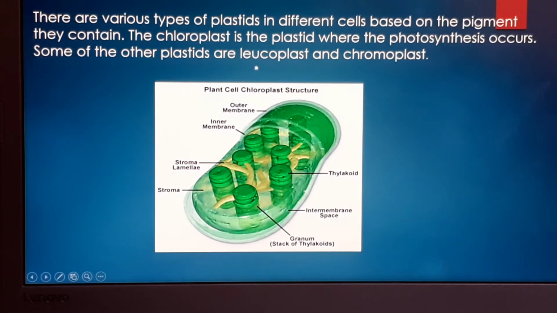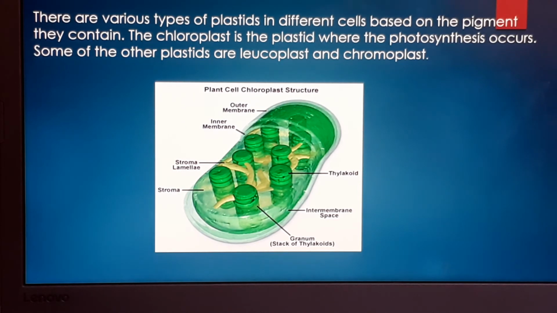Plastids are of two types: one is chromoplast, the second one is leucoplast. Chromoplast means, chromo means what? Colored plastids. Leuco means colorless. In chromoplasts, different pigments are present. On the basis of the pigments, we call it chloroplast. Chloroplast means it has chlorophyll pigment in it. That is why it is called chloroplast.